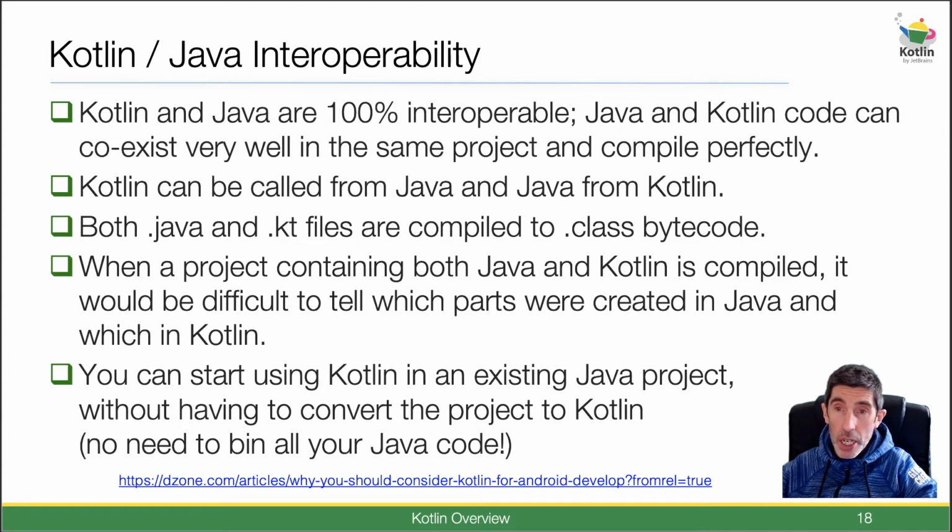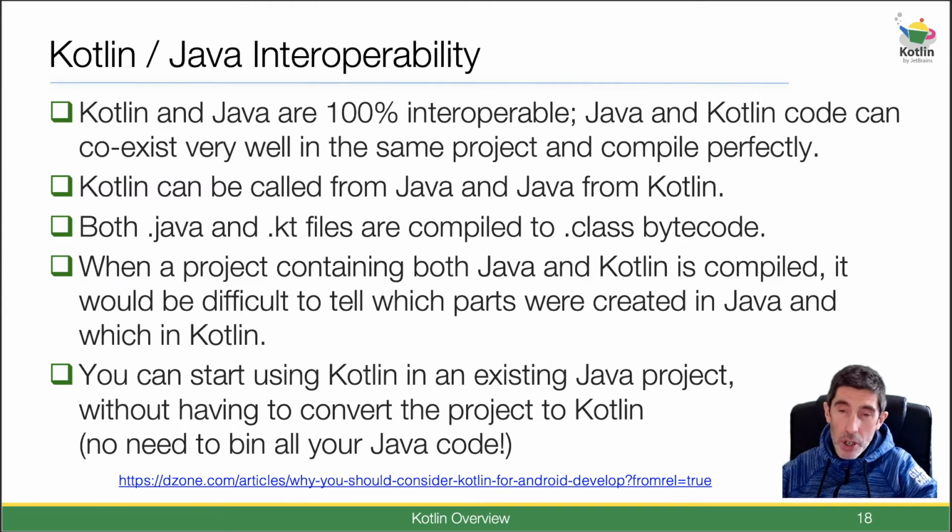When a project containing both Java and Kotlin is compiled, it would actually be difficult to tell which parts were created in Java and which were in Kotlin. So if you try to reverse engineer a project, it'd be very hard to spot which was which. You can start using Kotlin in an existing Java project without having to convert the project to Kotlin.